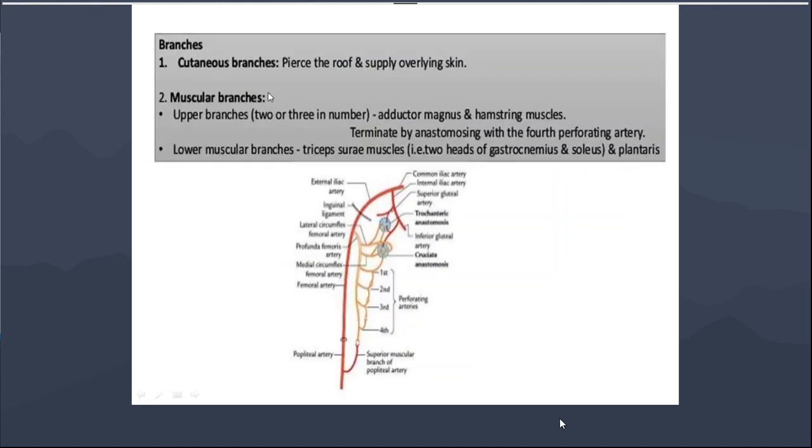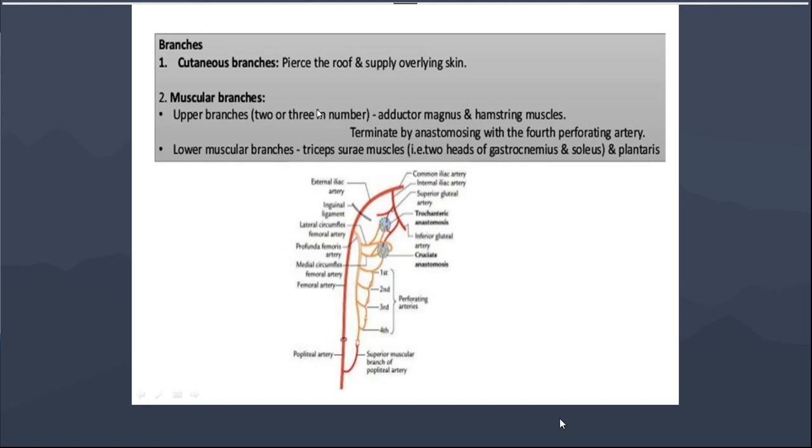Now you can see the branches. It gives cutaneous branches and also muscular branches. Cutaneous branches pierce the roof and supply the overlying skin. Muscular branches go to the hamstring muscles, adductor magnus muscles and triceps surae muscles. So what are the triceps surae muscles? That is the medial and lateral heads of gastrocnemius, and the soleus muscle. These three muscles are called the triceps surae. This is again your viva question.